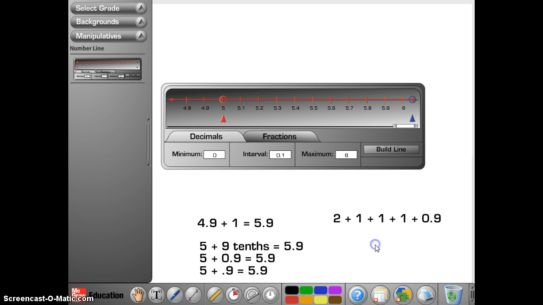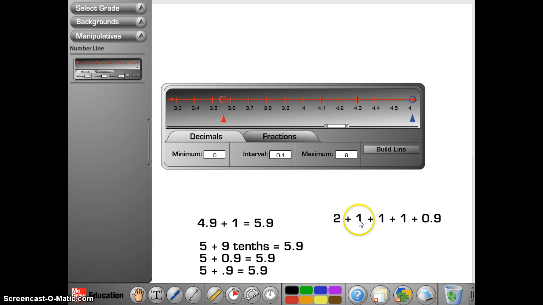So this virtual number line isn't the best because students have to hold decimal numbers in their heads. But it does allow for some manipulation, and possibly that won't bother some of the students.